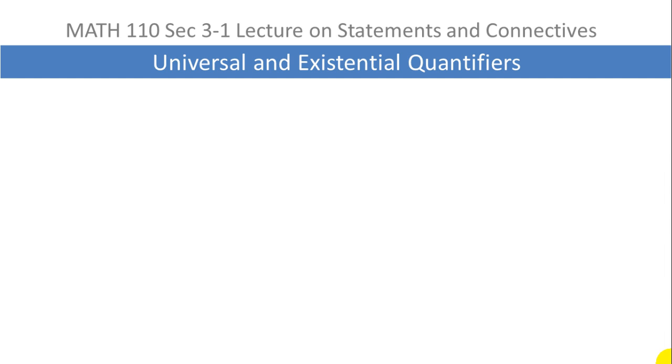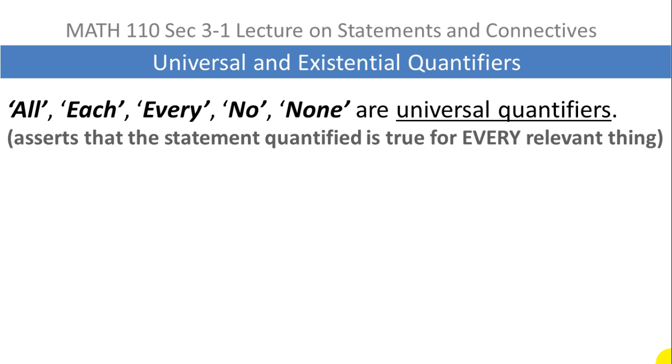This is very important, so pay attention here. There are two big categories of quantifiers that we will be talking about, and they're extremely important when we're finding negations of statements that have quantifiers. Universal quantifiers are things like all, each, every, no, and none. It asserts that the statement being quantified is true for everything that's relevant in our universe that we're talking about.